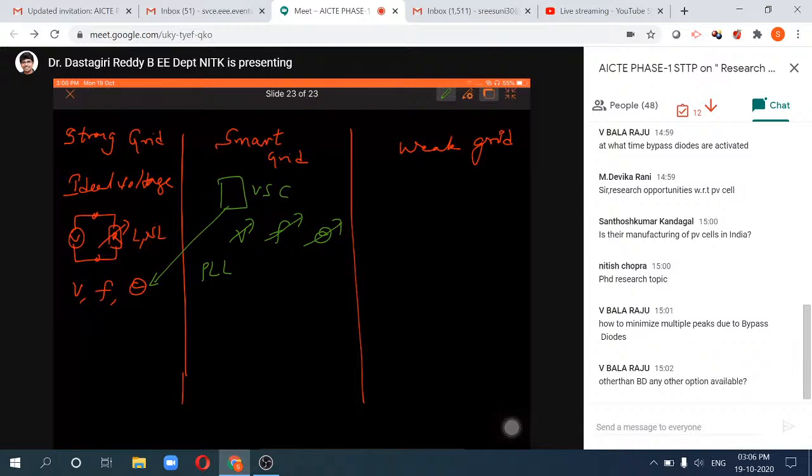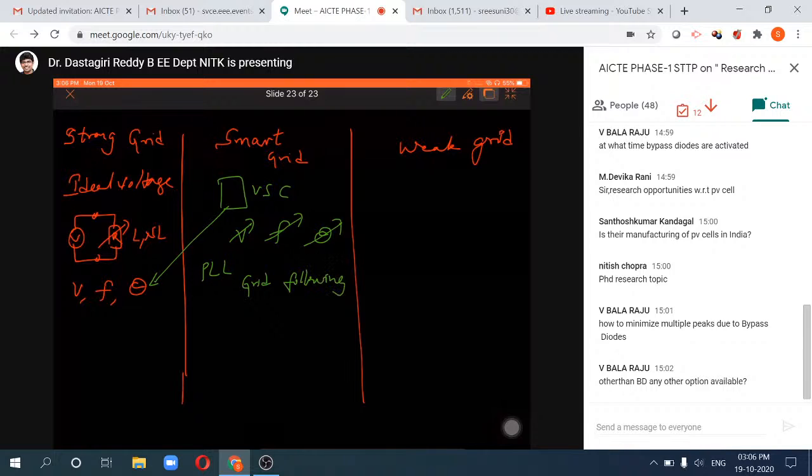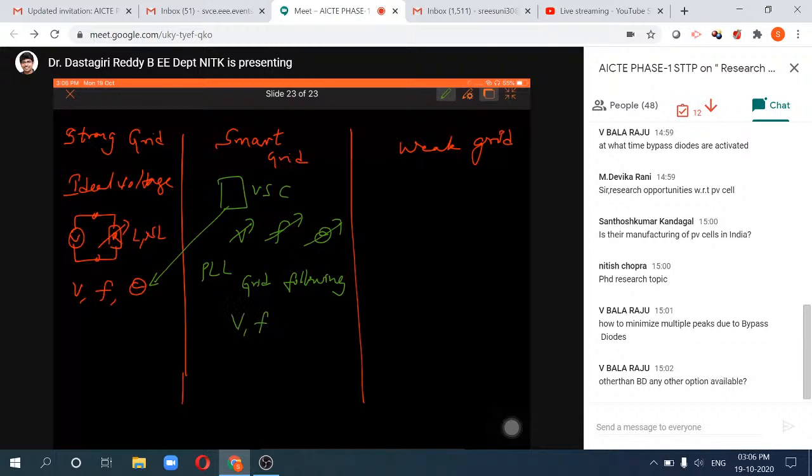So that is grid following mode. And you can also do grid forming mode, where you have closed loop control of your own output voltage and output frequency, and you maintain this voltage and frequency. That is what is called grid forming mode.